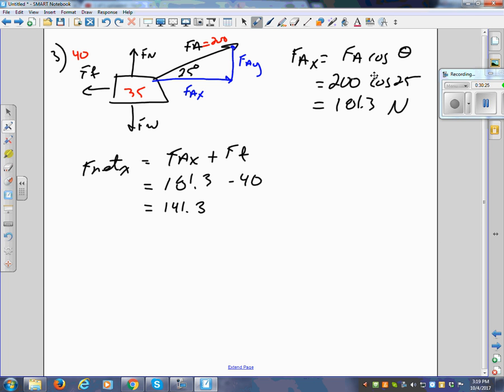Now, what else do I have to do here? I have to find out what is the acceleration. Oh, well, now I'm in good shape because F net x is equal to ma. So 141.3.